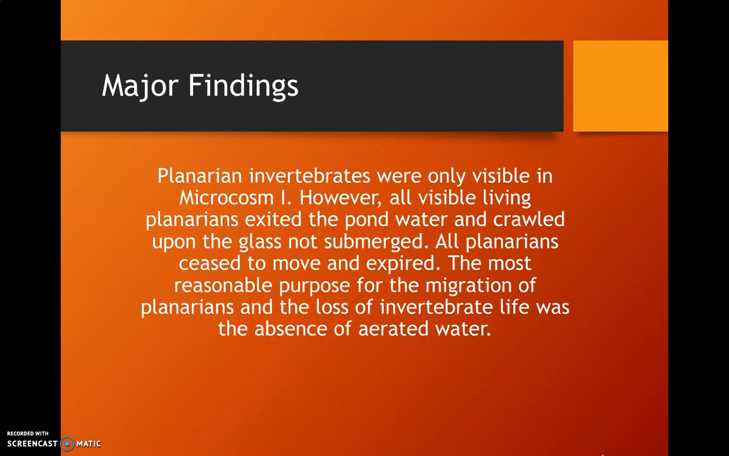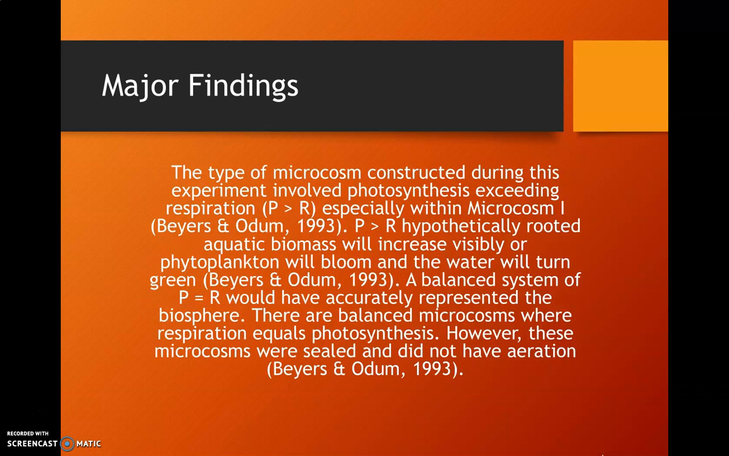Planarian invertebrates were only visible in Microcosm I. However, all visible living planarians exited the pond water and crawled upon the glass not submerged. All planarians ceased to move and expired. The most reasonable purpose for the migration of planarians and the loss of invertebrate life was the absence of aerated water. The type of microcosm constructed during this experiment involved photosynthesis exceeding respiration, especially within Microcosm I.